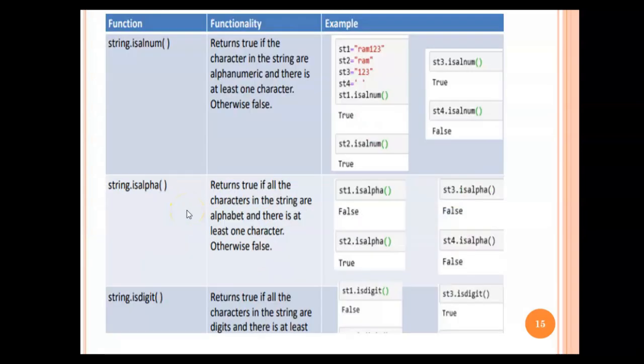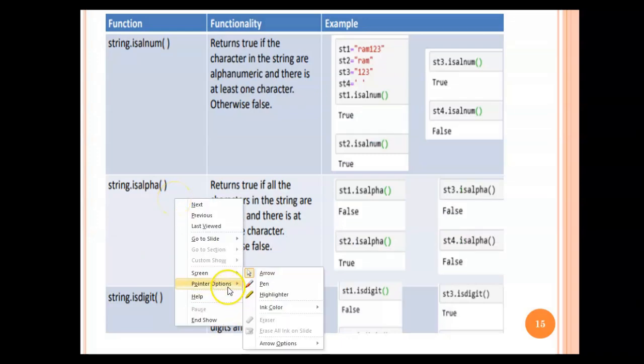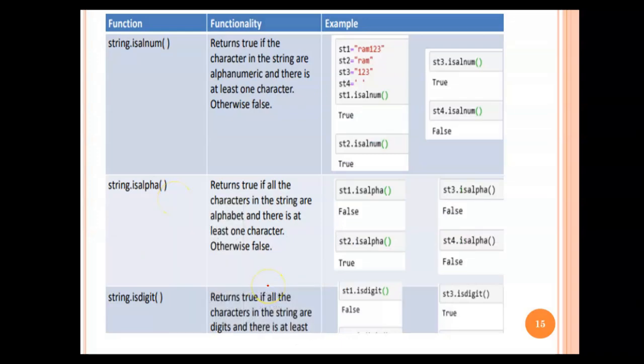Now moving to the next one, we have isalnum. Alnum is quite common in all programming languages. Al stands for alphabet and num stands for numeric. If you combine them, you get alphanumeric, which means alphabets or numbers. It returns true if the string you are checking is alphabet or number, otherwise false.